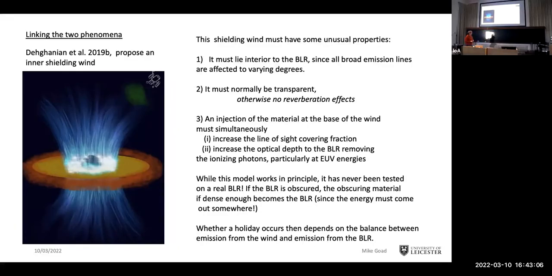Okay, this material is ejected from the base of the wind, because the orbital timescale is short, it will circularize and will cover 100% of the BLR. So changes in the covering fraction cannot be responsible for the production of anomalous behavior in the BLR. Okay, that's not what's going on there. It must be the injection of the material. So a change in the density, possibly a change in the optical depth.